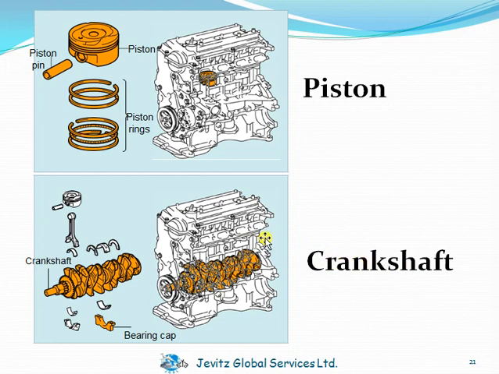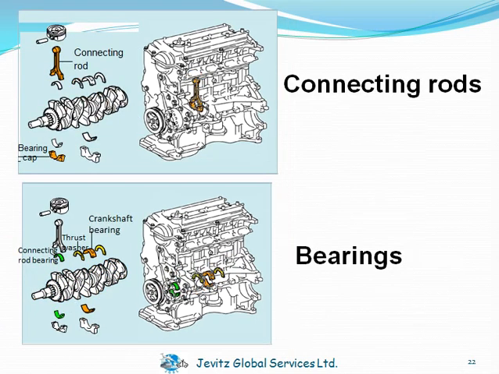Then the next one is the crankshaft. As you can see, the crankshaft is mounted on the engine, and we can see this shaded portion which is showing on the engine, and here it is when it is being removed from the engine. So the picture of what you can see here is called a crankshaft. The next one I will talk about is the connecting rods.